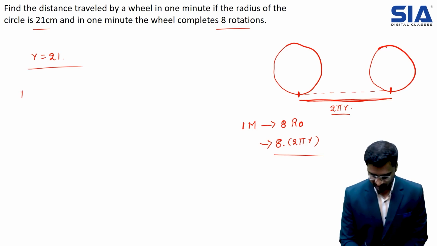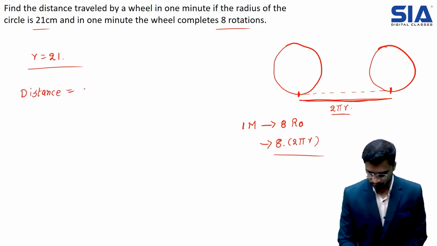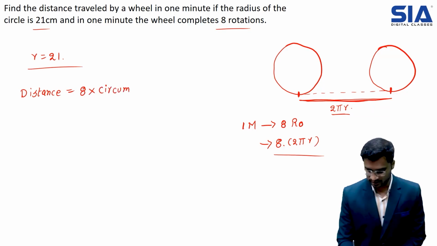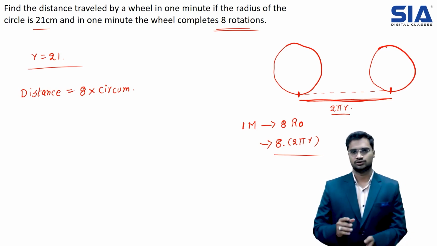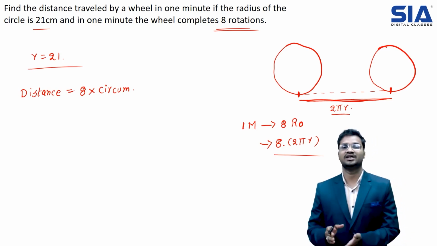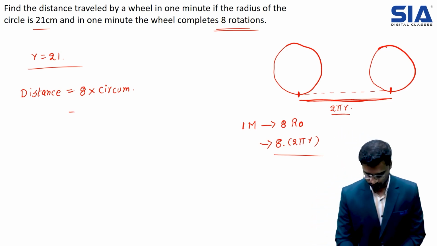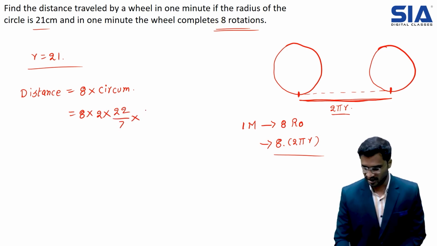So the distance traveled equals 8 times the circumference, because it is doing 8 rotations in 1 minute. So for one rotation, it is traveling a distance of 2 pi r. So 8 into 2 into the value of pi, which is 22 by 7. The value of r is what? 21. Okay. So 7 3s are 21.